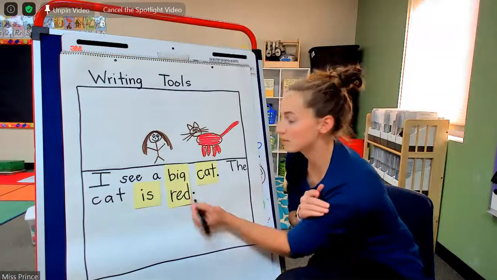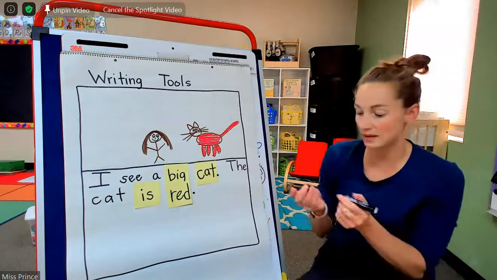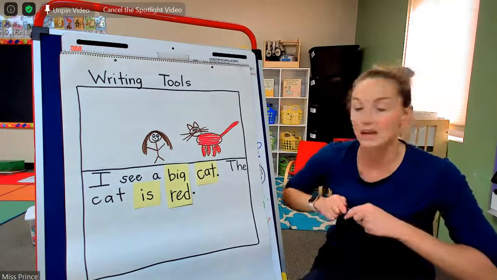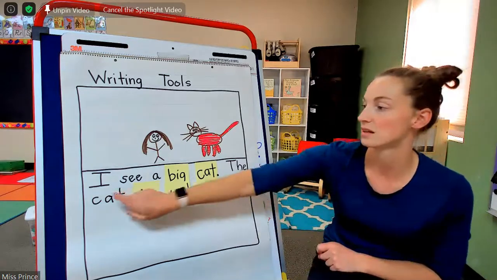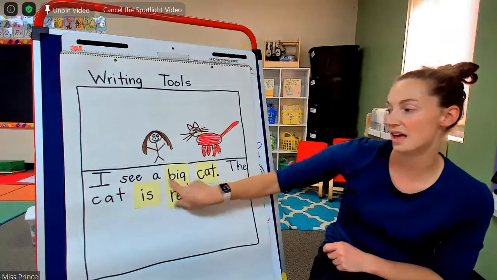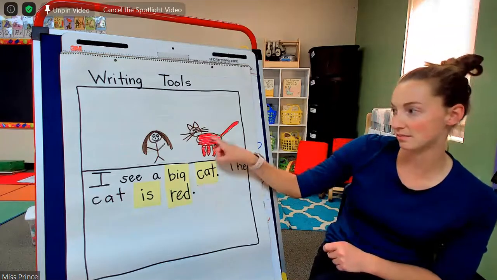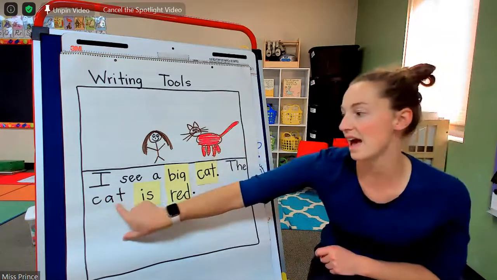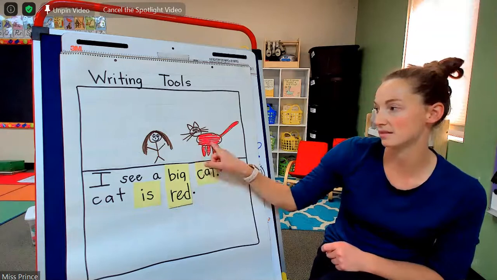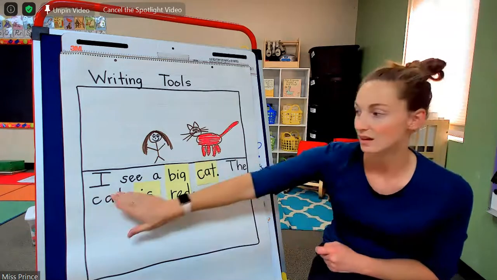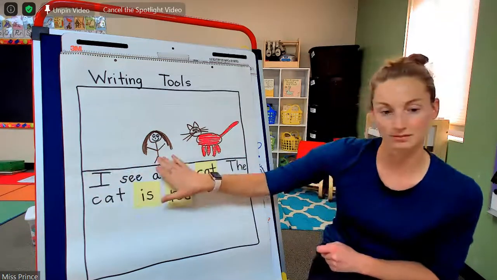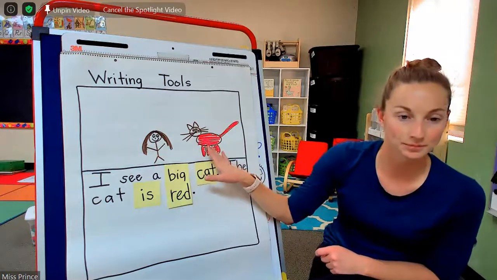And we need punctuation. So I'm going to read the story and I'm going to see if it matches my illustration. If it does, I know it makes sense. I see a big cat. The cat is red. Makes sense. The I is about me, seeing the red cat.